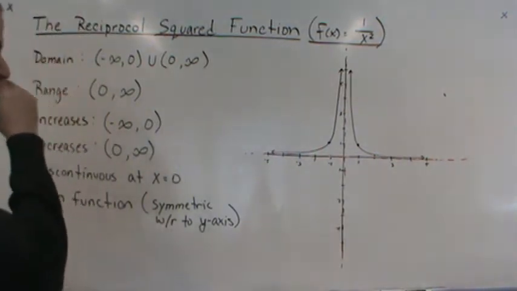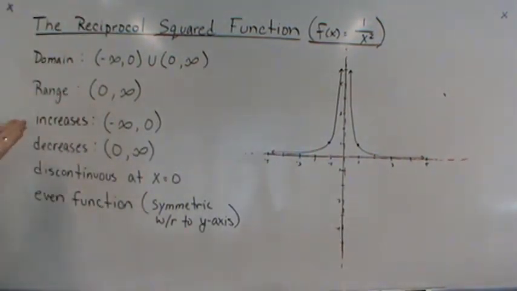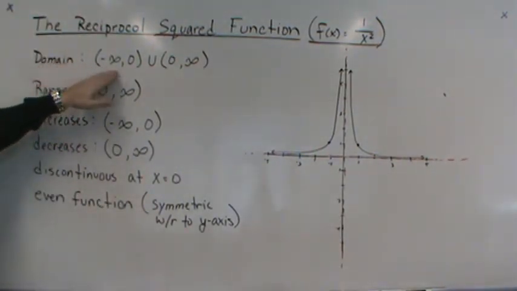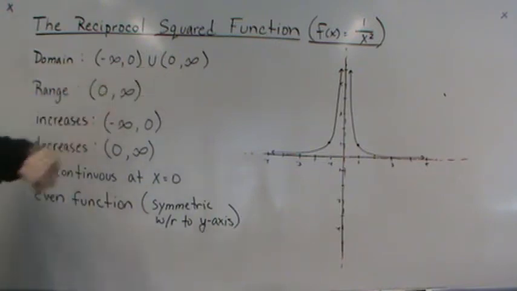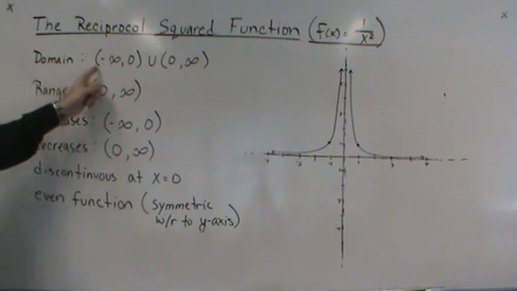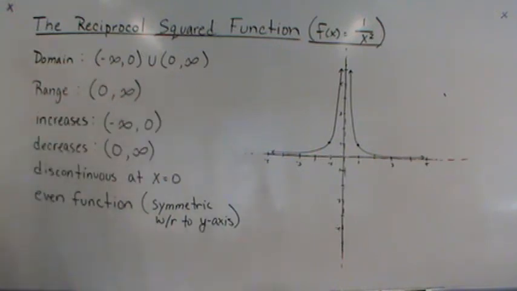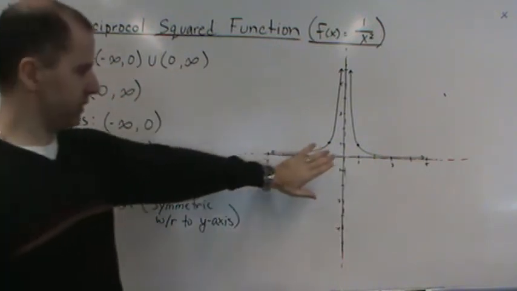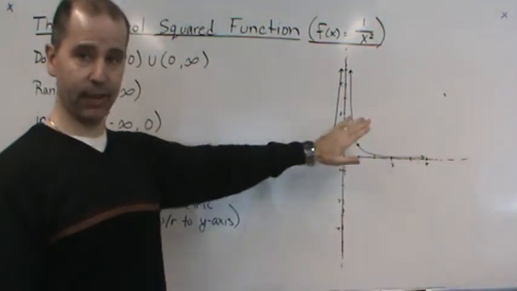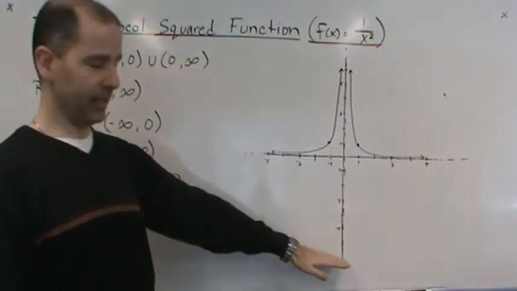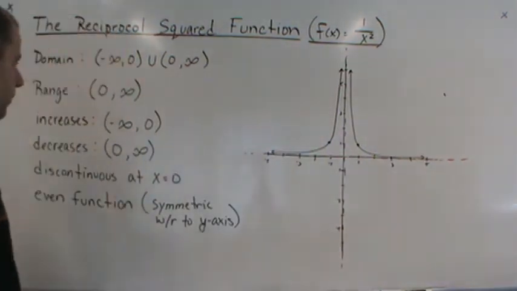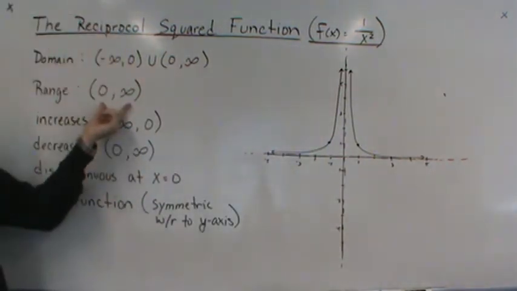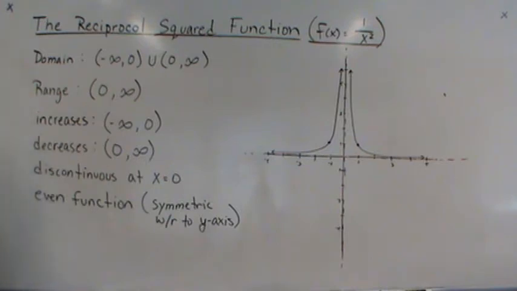Okay, so a couple of things, some characteristics. The domain is, again, just like the reciprocal function, everything except 0. Okay, so this is the domain. The range, on the other hand, since it's non-negative, it can't be 0 and it can't be negative, this is a positive function. So the range is everything from 0 to positive infinity.